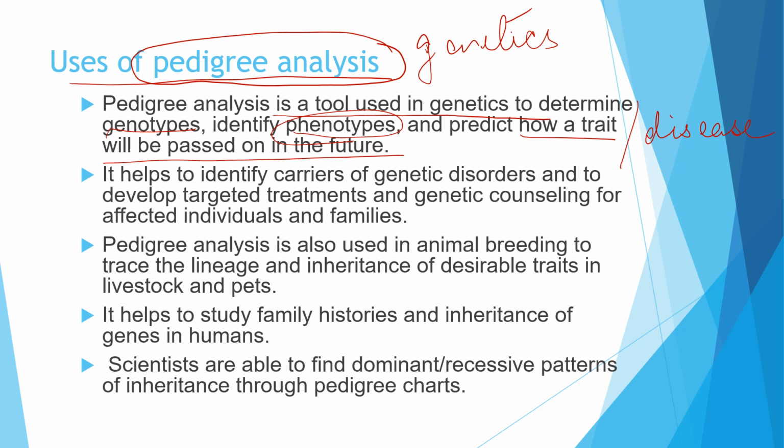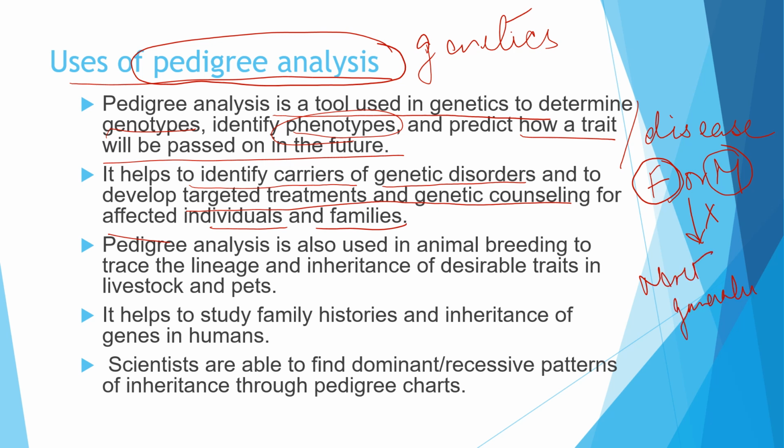Another thing it does is help to identify the carriers of genetic disorders. We can identify whether the father is a carrier or the mother is a carrier, and develop targeted treatments and genetic counseling for the affected individuals and families. If we can find out whether the father or the mother is a carrier, any genetic counseling or treatment can be done for the affected individual, so that it is not passed on to the next generation. Those studies can also be done if we predict the carrier and the affected individual through pedigree analysis.